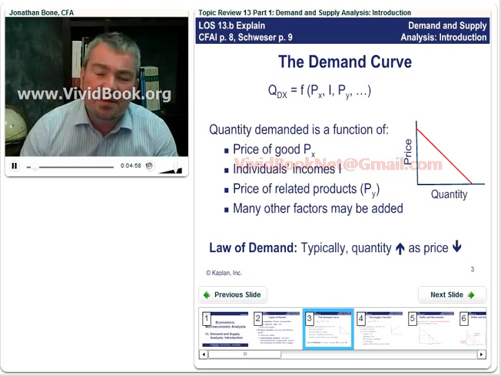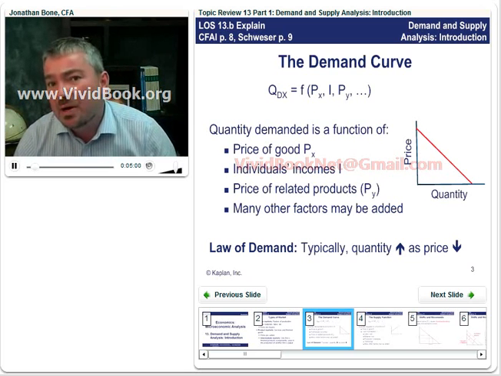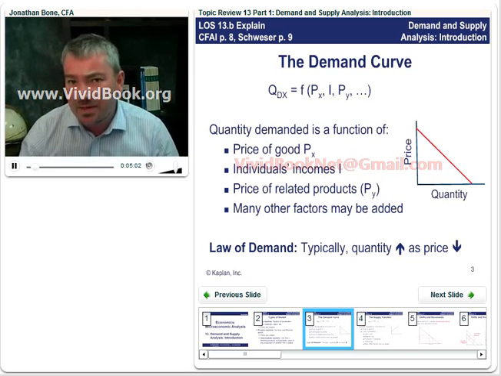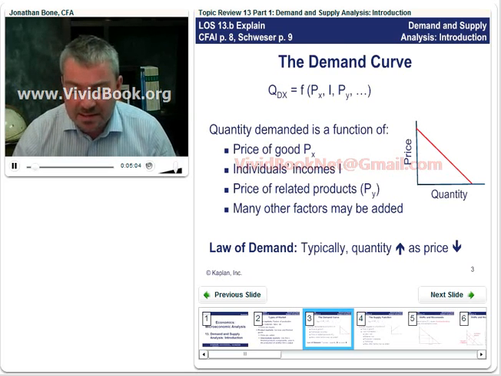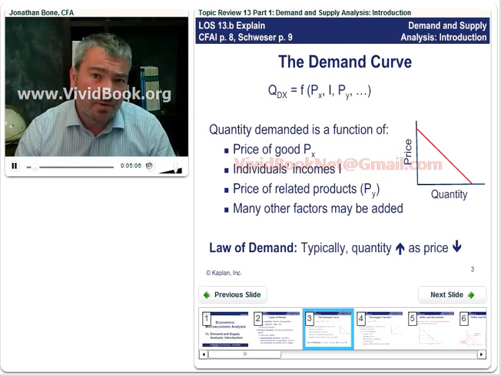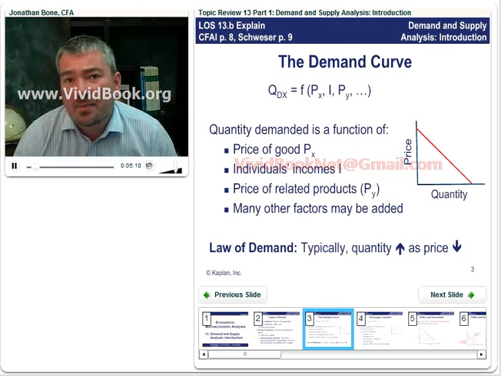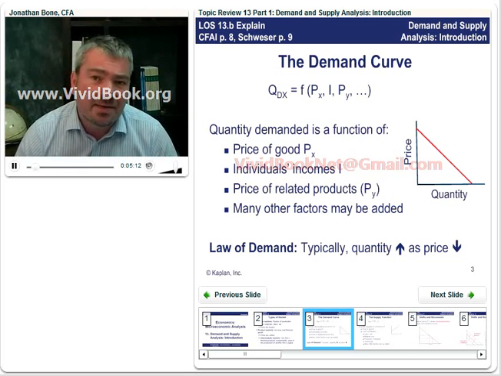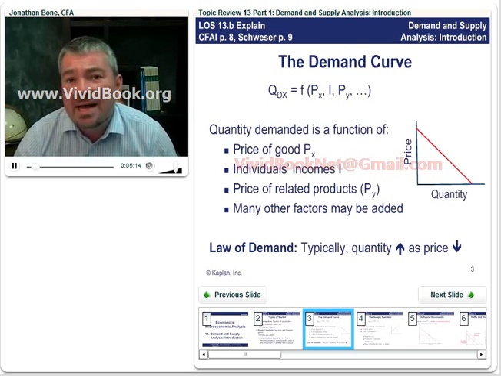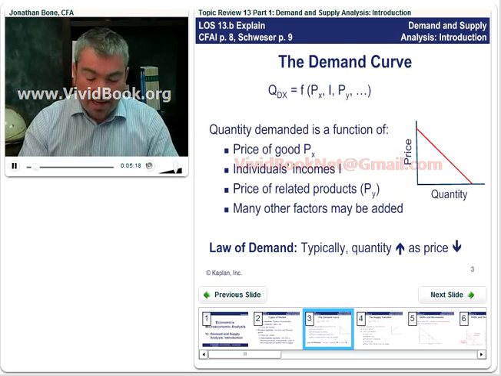Now, of course, if the price of gin goes up, people consume less gin, and as a result, they would consume less tonic water. So we'd expect maybe a negative relationship with our complements. Now, again, we've just got three factors here: the price of the good, income, and price of related goods. Again, we're not saying these are the only factors that drive demand. Many, many more, of course, can be added.